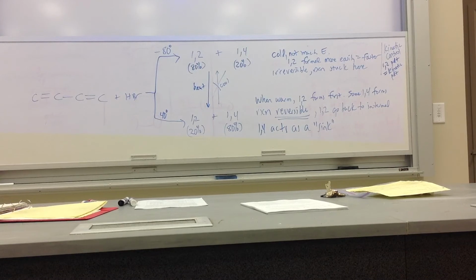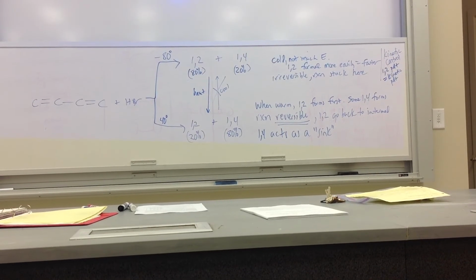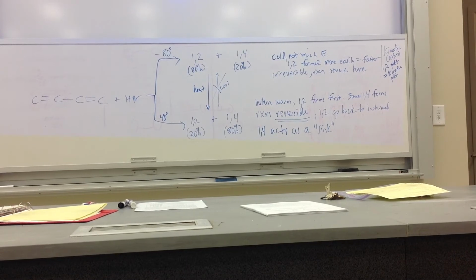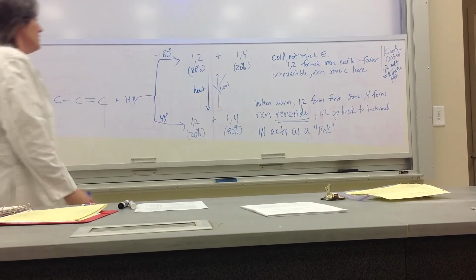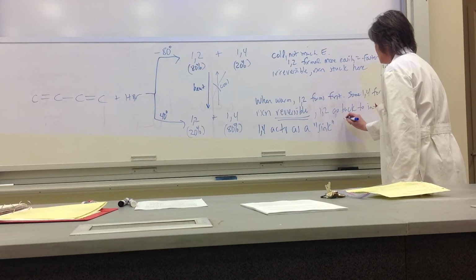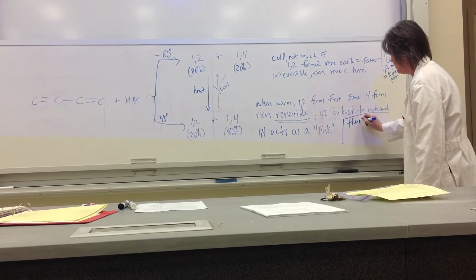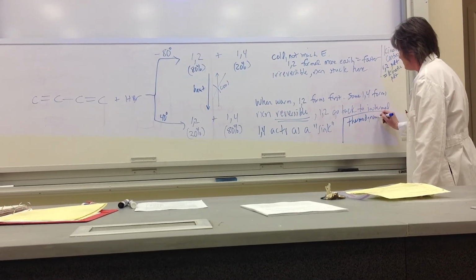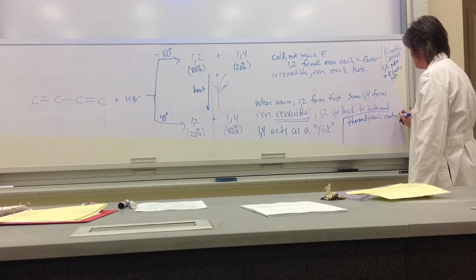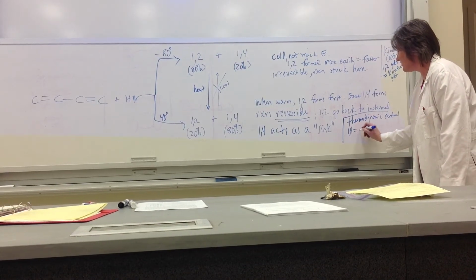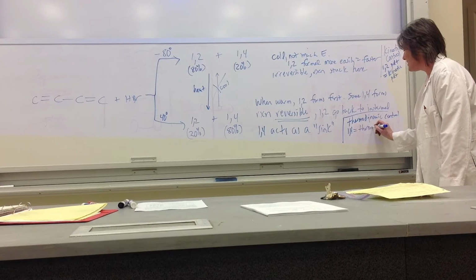The bottom reaction where it's warm, that was dictated by stability, right? Our product ratio was dictated by stability. And we ended up, given time, getting mostly the more stable one. So this one is under thermodynamic control. The 1,4 product is the more stable product, and it's called the thermodynamic product.